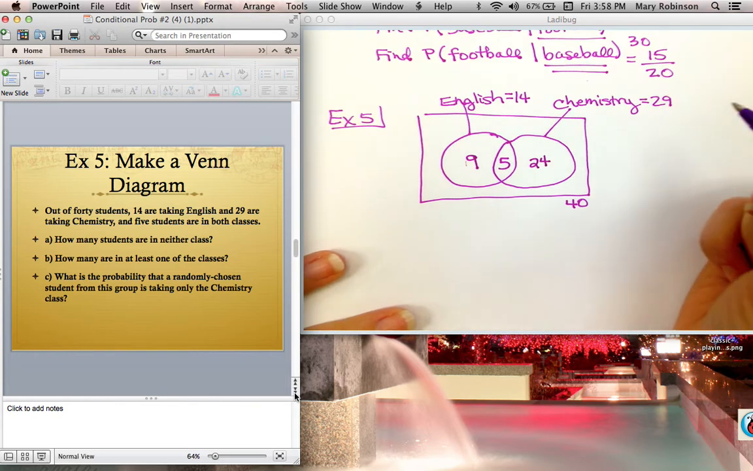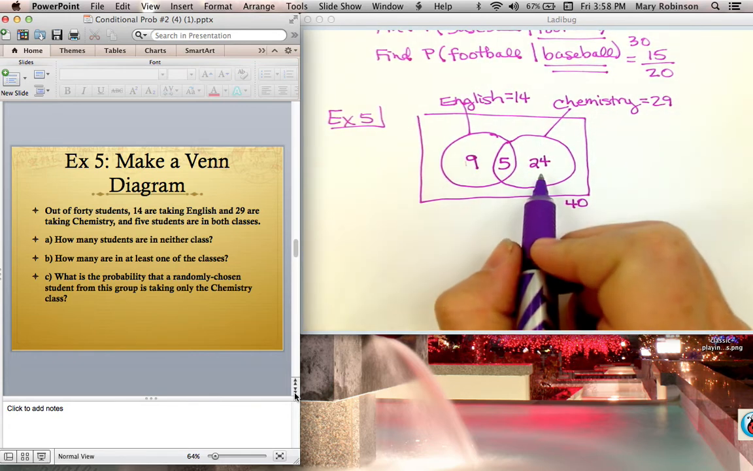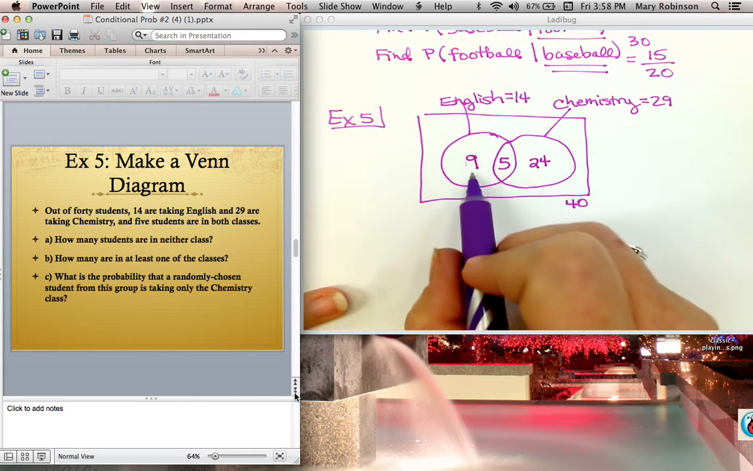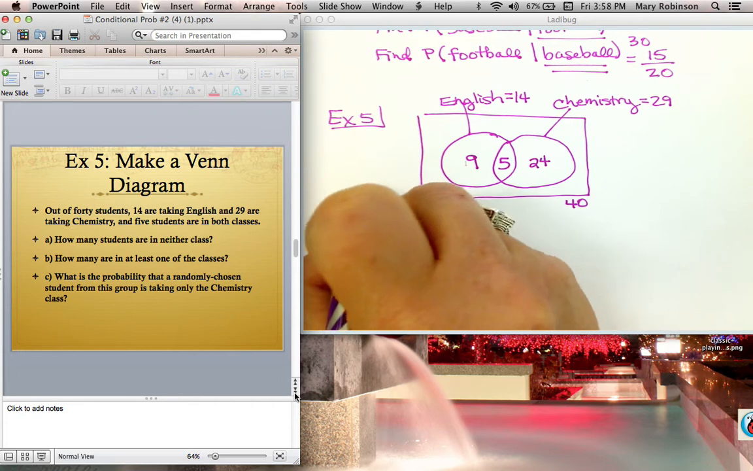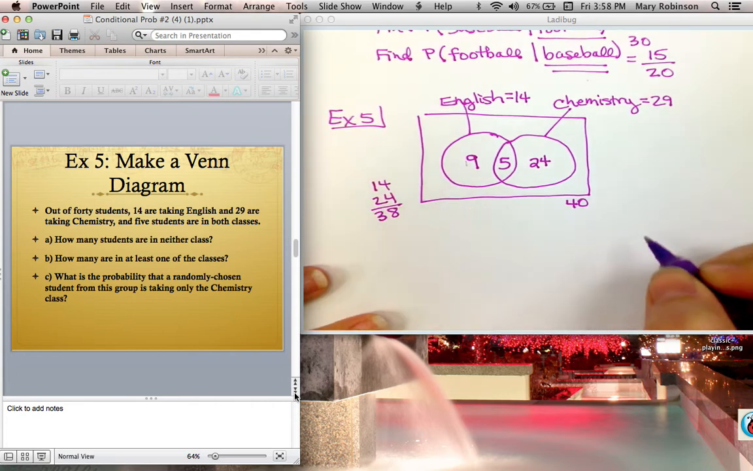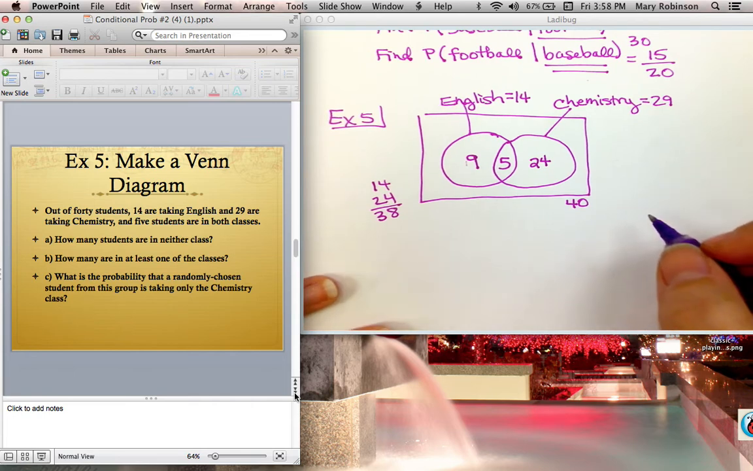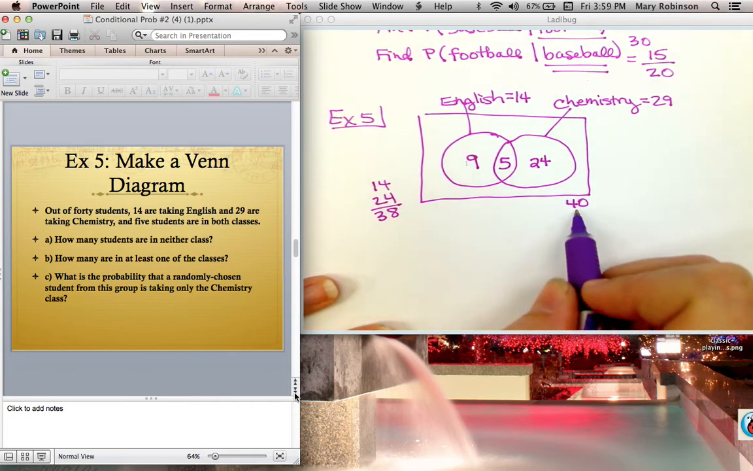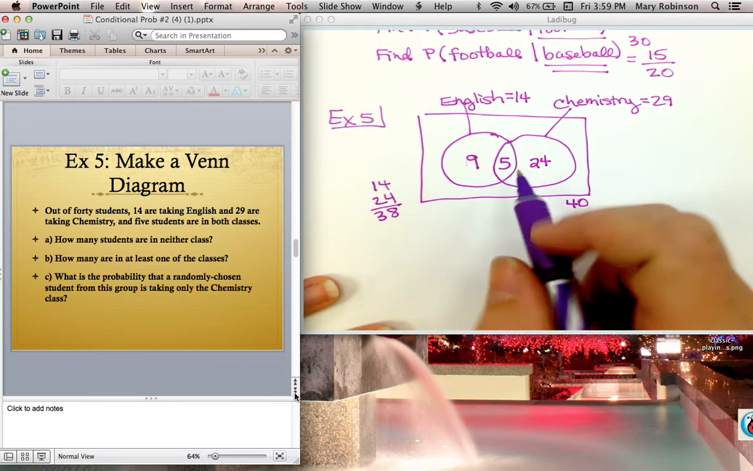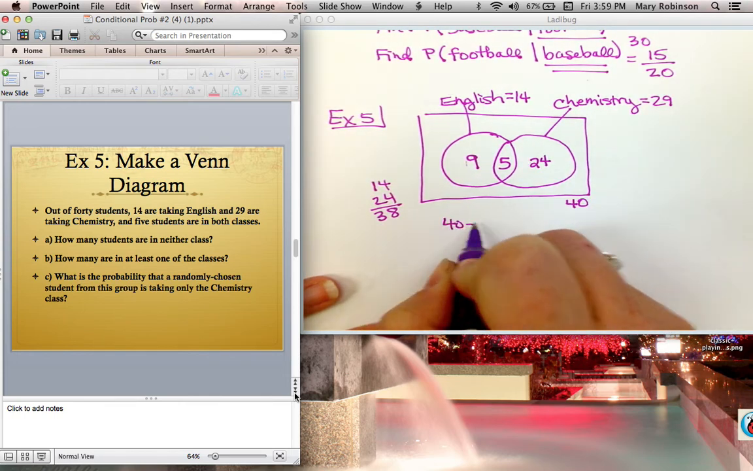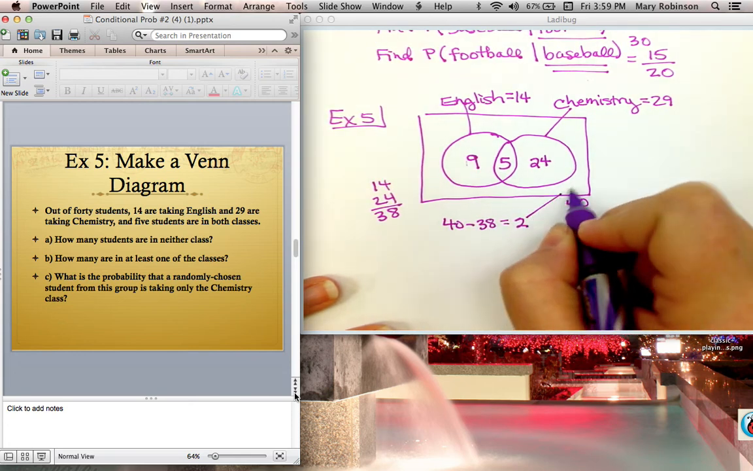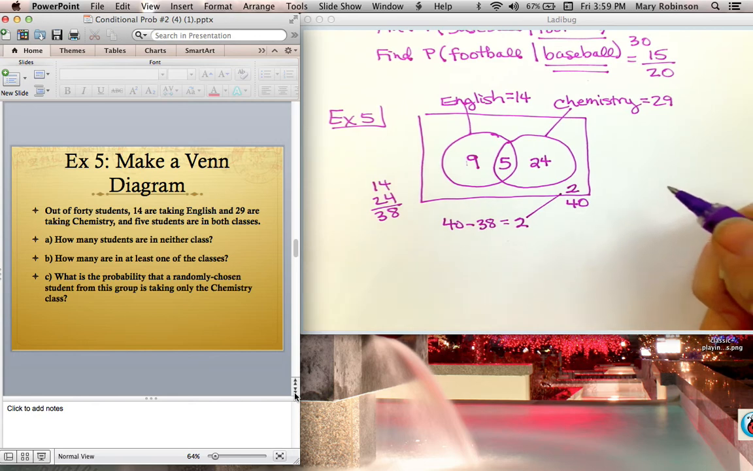So we always want to check and make sure that these total up to 40. And right now, if we add 9 plus 5, we get 14. If we add 24, we get 38. So what does that tell us? It tells us that out of the 40, only 38 are taking English, chemistry, or both. So therefore, the leftover students taking neither is 2. And we would put that number here in our Venn diagram.